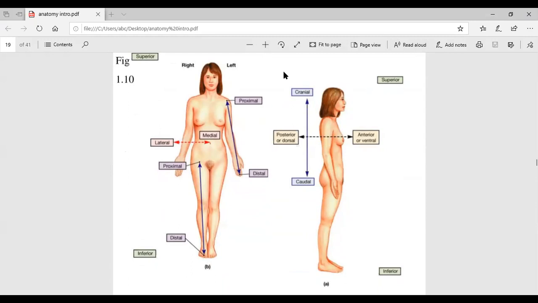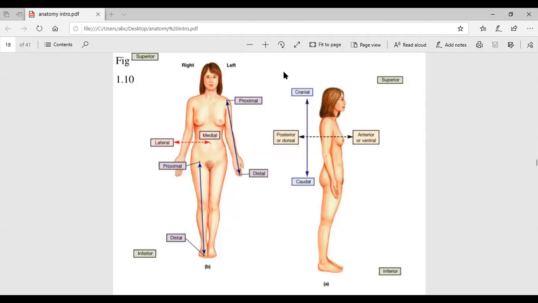So if you are a doctor or a person, you will not take your right side or your left side. You will always take the patient's left hand and the patient's right hand. So this is the first basic terminology and the easiest.